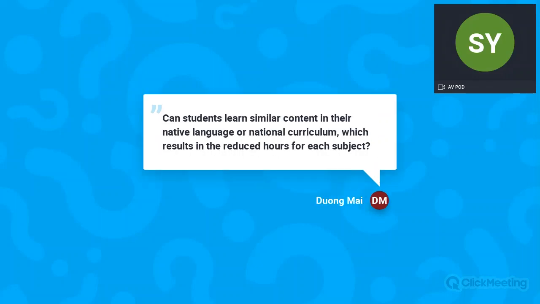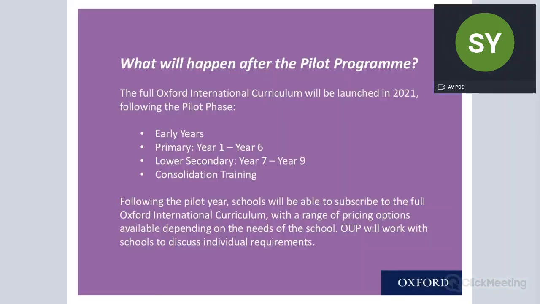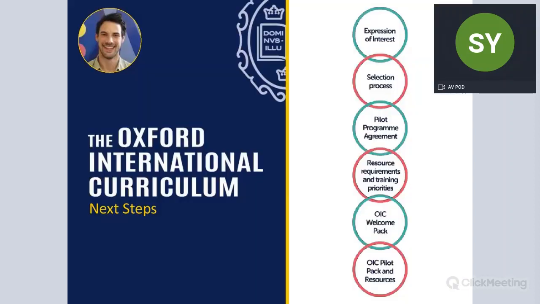Oh, I see one more coming in. Can they learn similar content in their native language or national curriculum? So yes, this is what we were saying before. We can look at that. We would have to do a mapping and make sure that the outcomes are covered. But for example, if you have a national curriculum for science or maths and would like to use that alongside the English national curriculum or introduce that a little bit later, we can work with you on that. So that's absolutely fine.